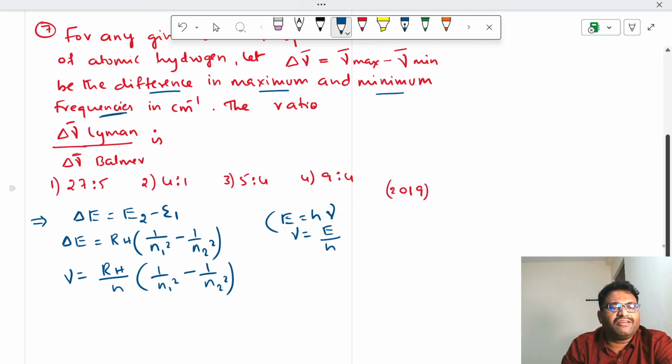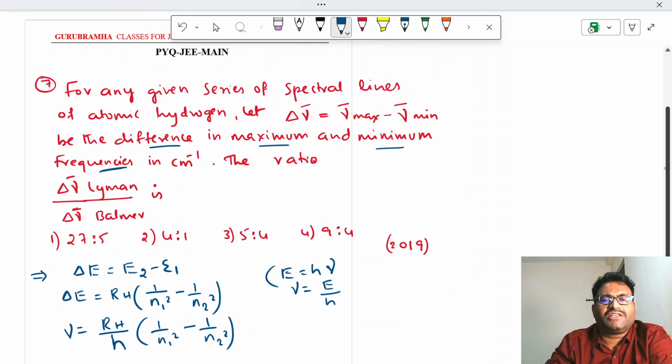So when you are calculating frequency, what is remaining the same? Planck's constant is remaining the same, and the Rydberg constant is also remaining the same. So some of the quantities are remaining the same. We don't bother about those quantities. We are very much interested in N1 square and N2 square, that is N1 and N2. So let us bother about them.